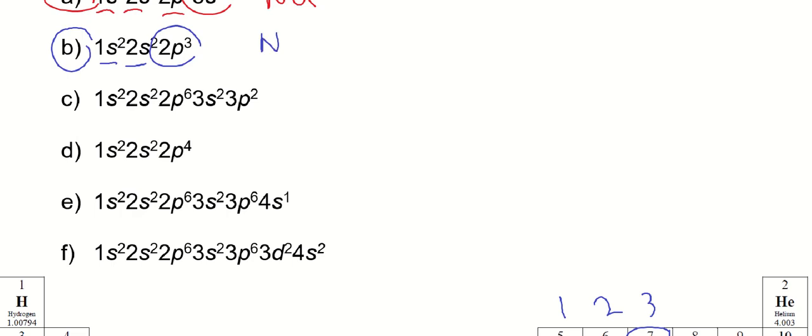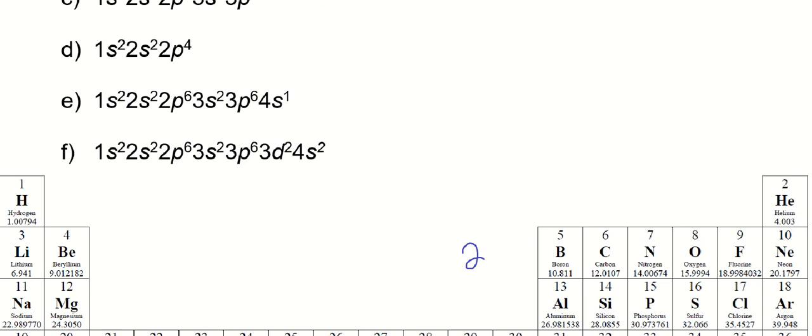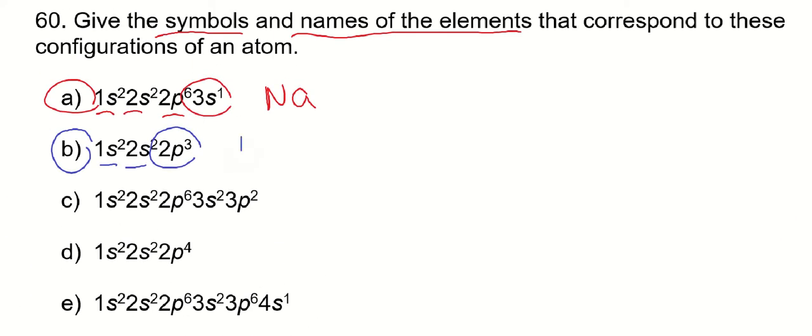Nitrogen. Let me get rid of this. I'm going to keep writing on that periodic table. So, nitrogen. All right, let's go to letter C. That was full, full, full, full. All right, 3p2.